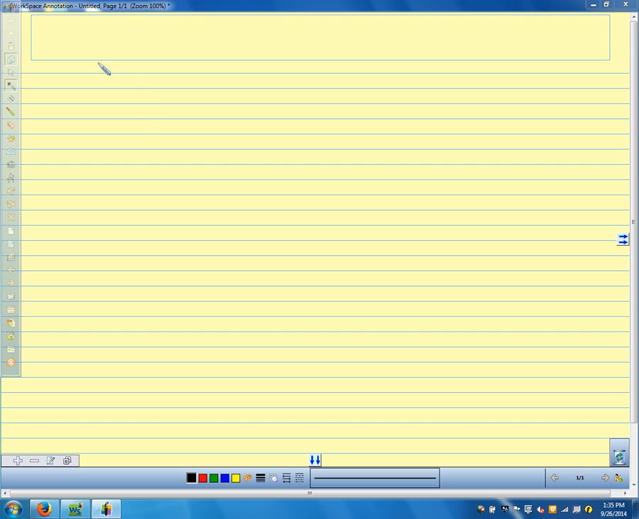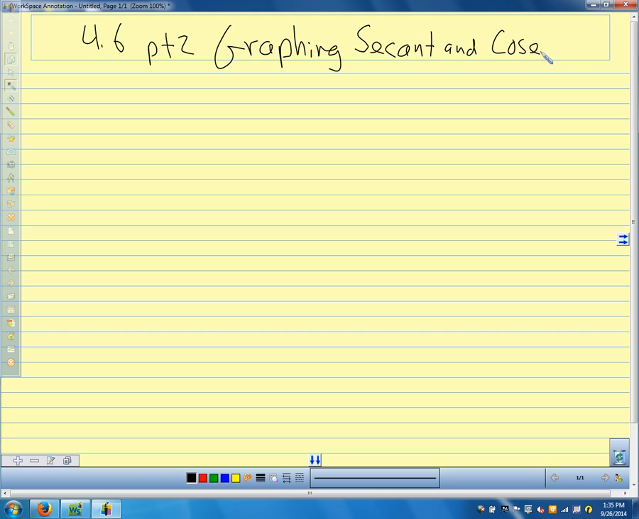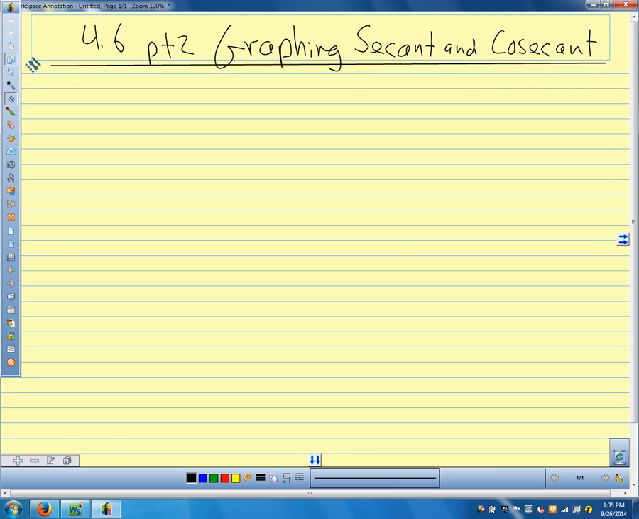All right, so we're in 4.6, part 2. Graphing secant and cosecant. So I want to remember something about secant and cosecant functions first before we talk about the graphs.